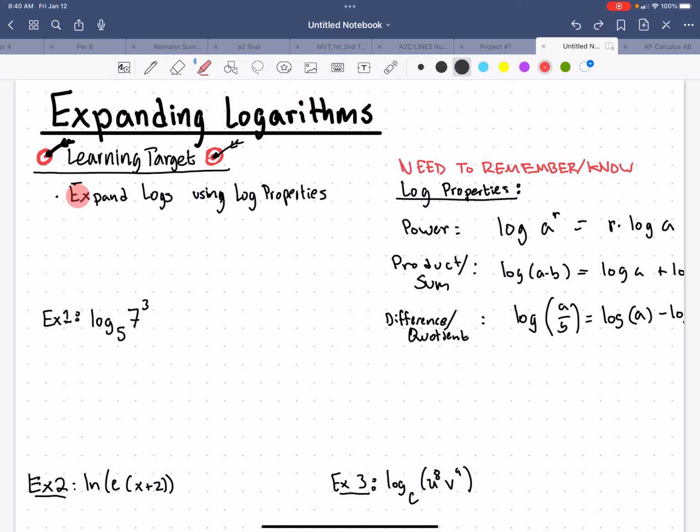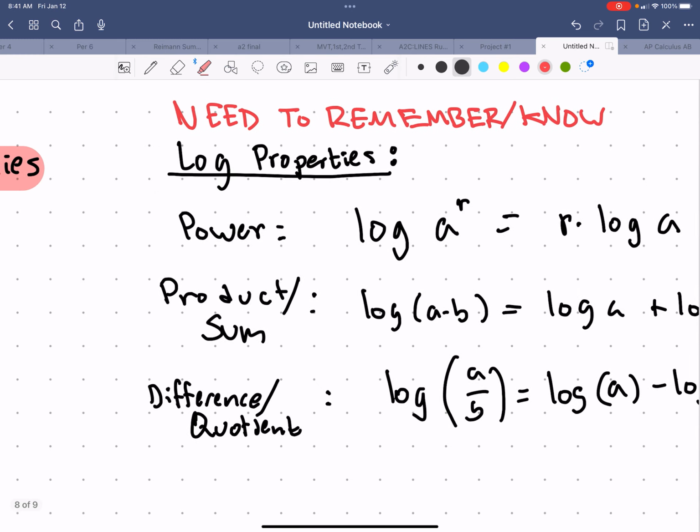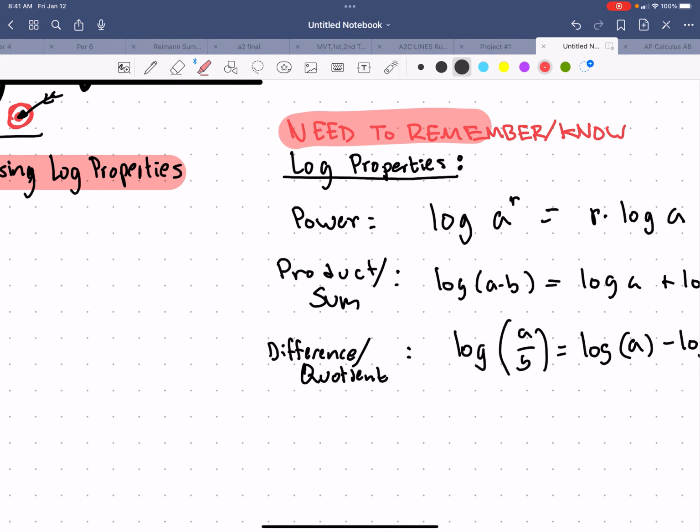Our learning target is to expand logs using log properties. Okay? And so what does it mean to use log properties? It means you got to have these things memorized here. All right? You need to remember these things or know them in order to do very well in expanding and compressing logs. Otherwise, you're just going to be stuck crying, being like, I don't know what to do. And we don't want that, okay?